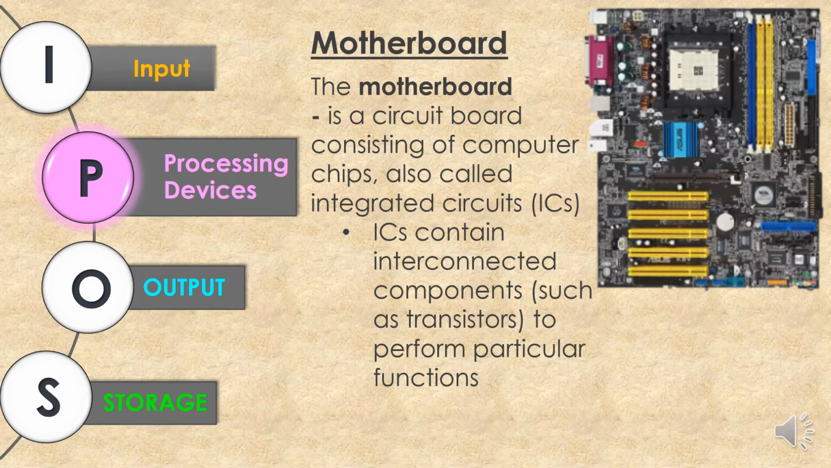It consists of computer chips, also called the integrated circuits or ICs. The motherboard allocates power and allows communication to and between the CPU, RAM, and all other computer hardware components. All devices connect via wired or wireless connection to the motherboard.